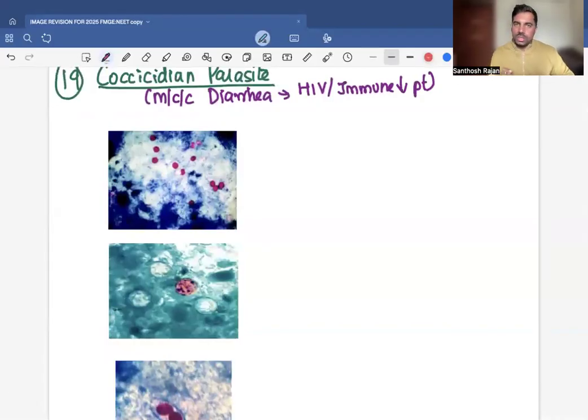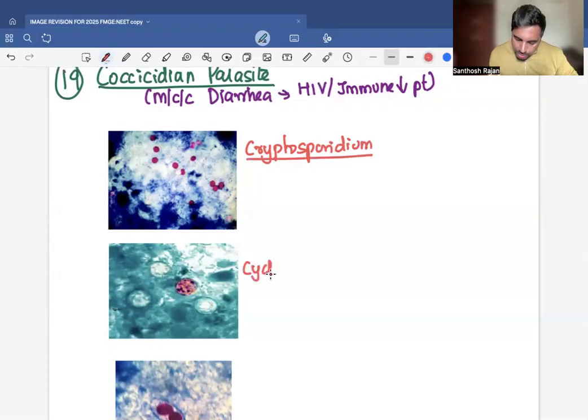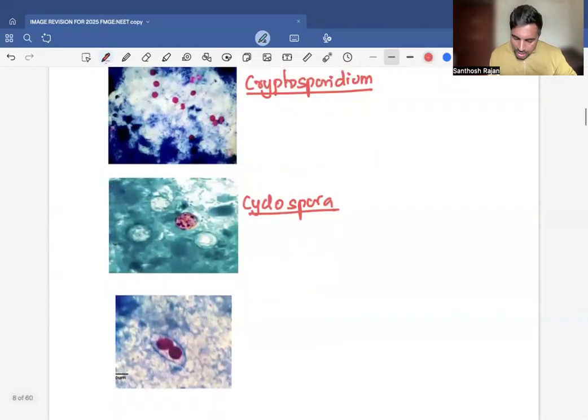It's better. The shape and size are very important. Starting from the lowest one, the first one is your Cryptosporidium. The most common one is Cryptosporidium. The next one is Cyclospora, a little bit bigger than Cryptosporidium. And the last one is your Cystoisospora. Nowadays, you call Isospora as Cystoisospora, so please don't confuse. They are the same.